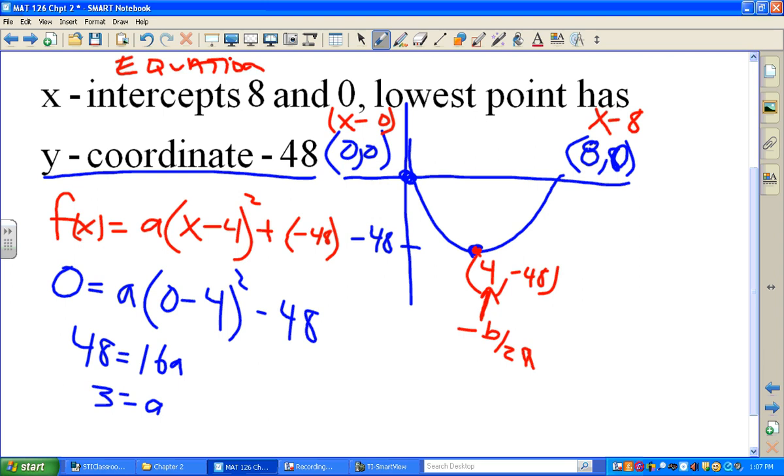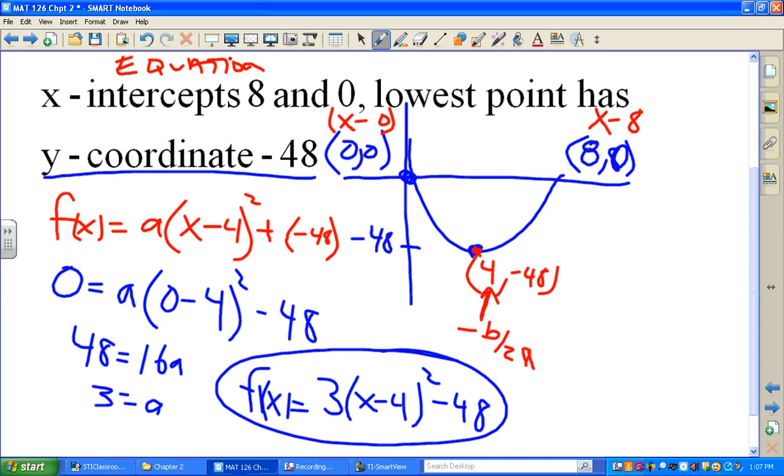What form does it want it in? The standard, is that the HK? Okay, that's kind of boring, but okay. 3 times x minus 4 squared minus 48. Positive or negative a? Positive, perfect.